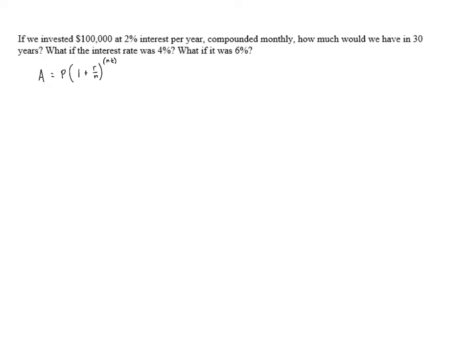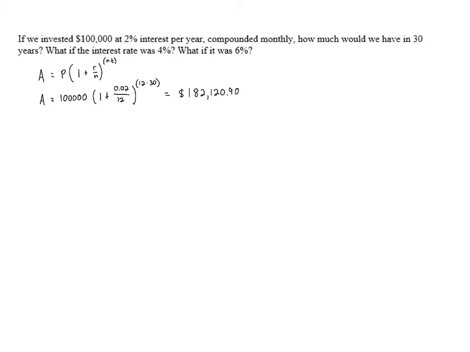So here we can substitute in 100,000 for P. R is 0.02, N is 12, and then in the exponent we've got 12 for N times T, which is 30. And if we go through and do these calculations, we end up with $182,120.90 if we round to the nearest penny.